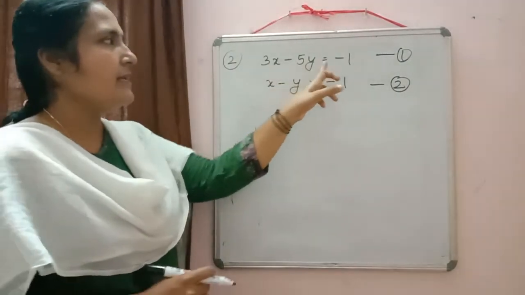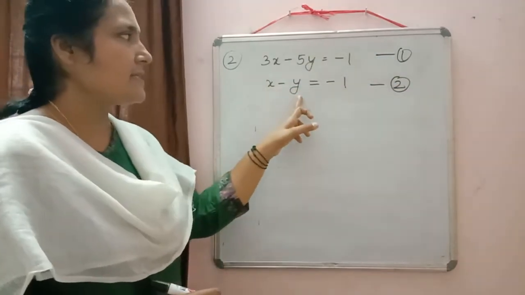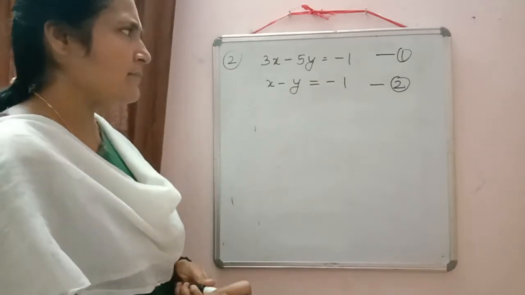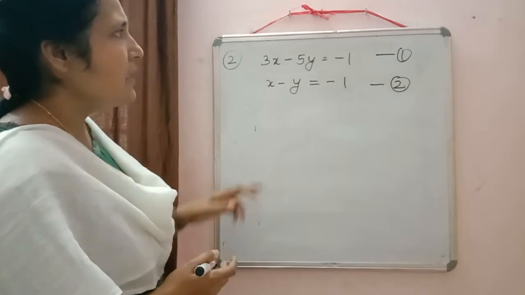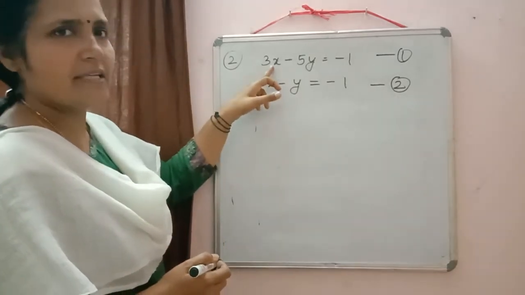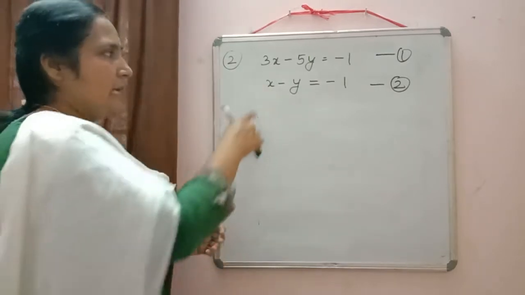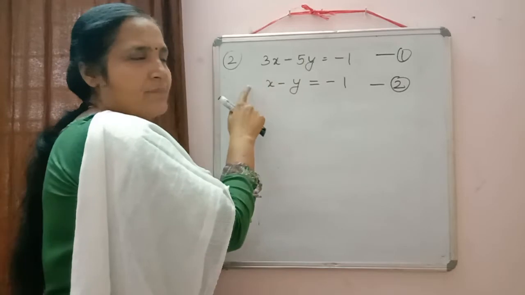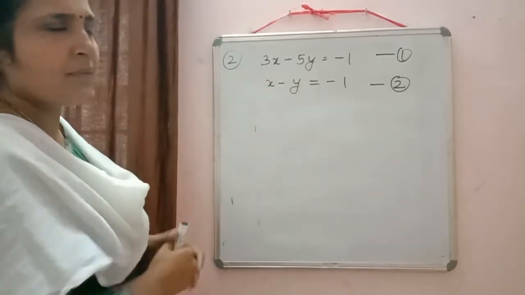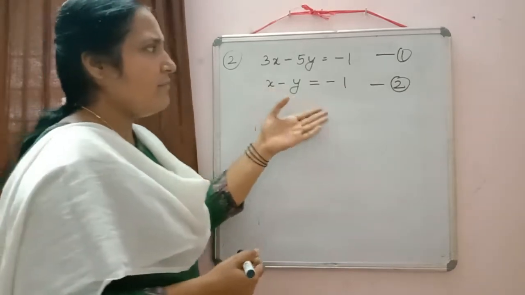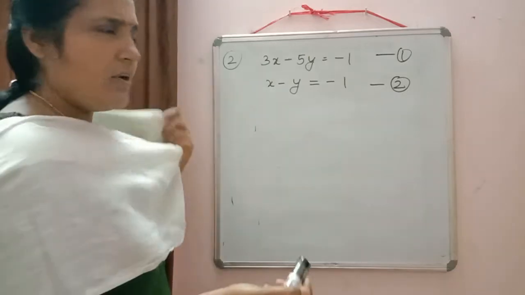3x minus 5y is equal to -1. I wrote it as equation 1. And the second equation is x minus y is equal to -1. So first we can think which one we can substitute there. Equation 1, if we will substitute, a fraction will come. So in the second equation, x and y, how we can check there? X and y coefficient is 1 only. So when we will substitute from this equation, a fraction will not come there. So here also, either y we will write in terms of x or x we will write in terms of y. Which one we want, that we can do.